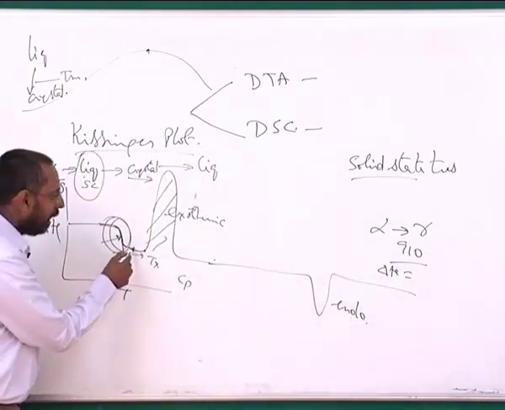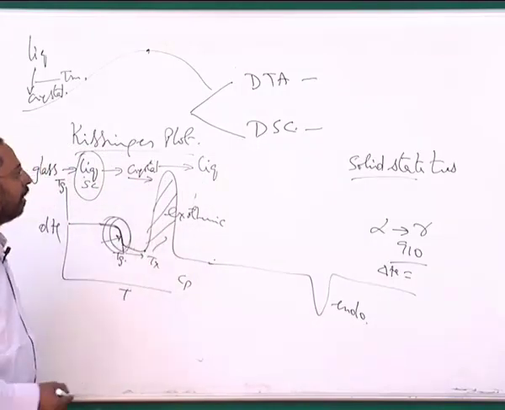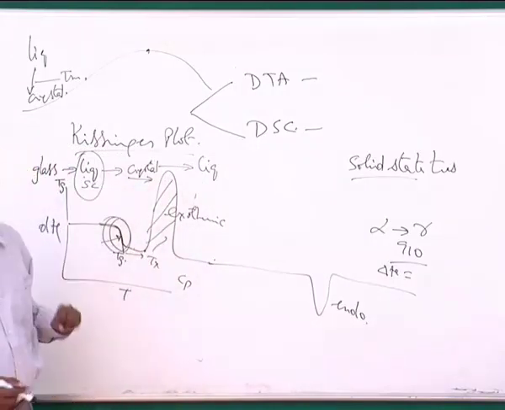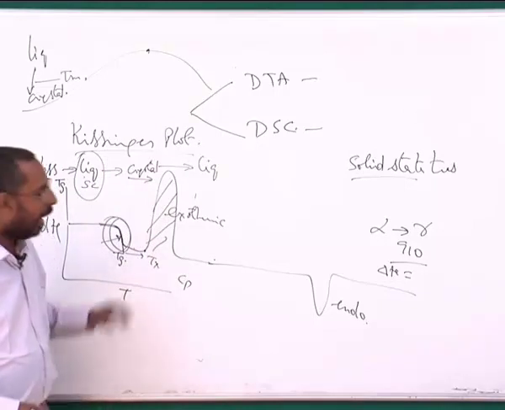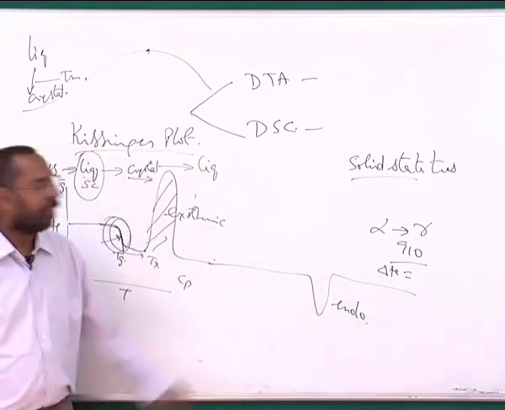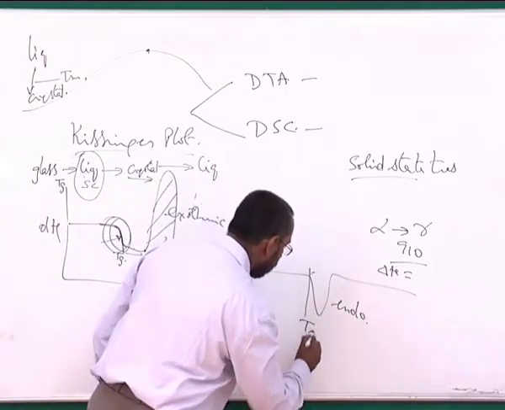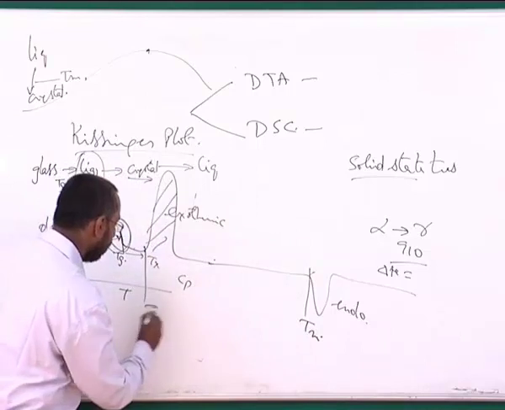Why? Because here a supercooled liquid is undergoing a crystal transformation. When a liquid goes to a crystal, heat is evolved, and here it is the crystal which is undergoing melting, and as a result this is endothermic. So this is the melting point, Tm, and this is what we call Tx.